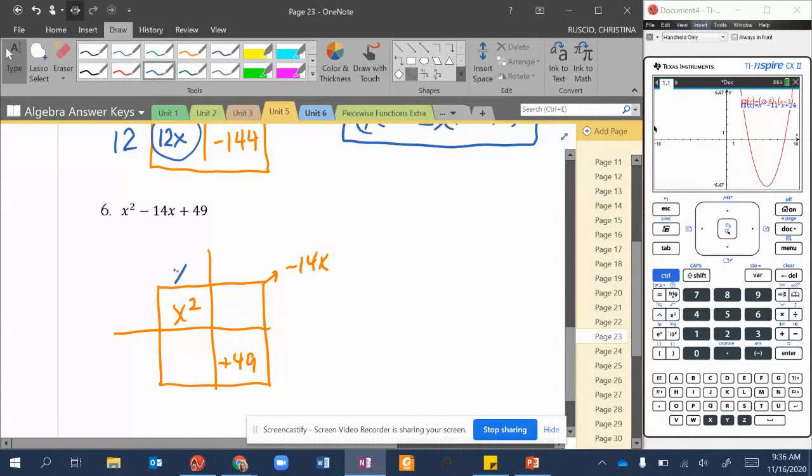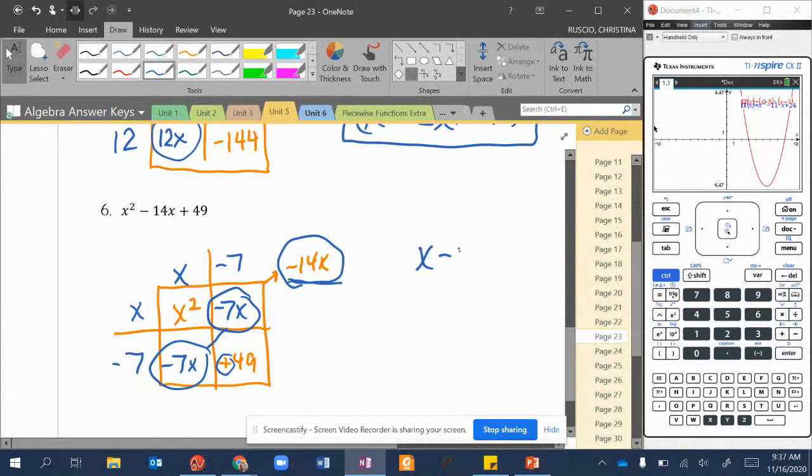All right. X times x is x squared. Got to find two numbers that multiply to 49 but add to negative 14x. What do you think they are? Well, I know 7 times 7 is 49, but that's not going to get me a negative 14x. That gives me a positive 14x. So if you want me to make them both negative because it has to multiply to be a positive 49, you are correct. Because negative 7x plus negative 7x is negative 14x. So my final answer is x minus 7 all times x minus 7.